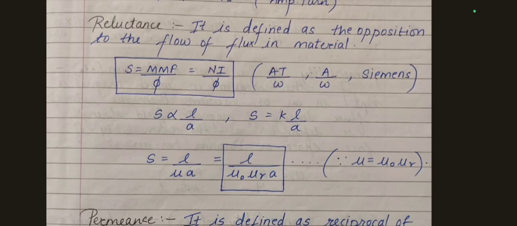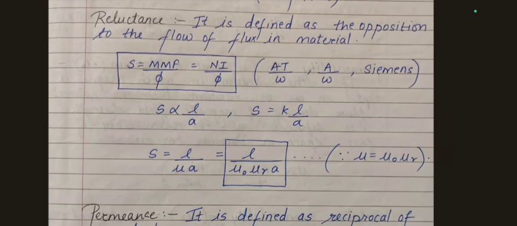that is length of conductor upon area of cross section. So here, if we remove the proportionality sign, K is the constant which I am adding, and K is nothing but 1 upon mu. So how we will write the constant? K is equal to 1 by mu over here. So reluctance will become L upon mu A. What is mu here? Mu is the permeability.